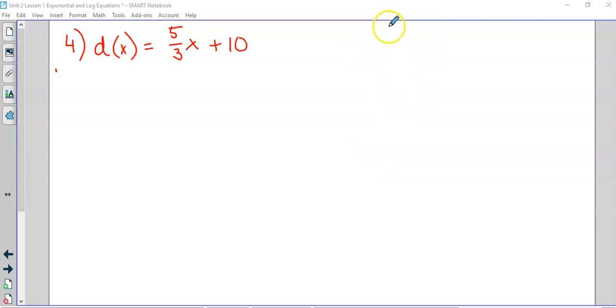Hello, Math 3 students. I'm working a few problems from the classwork 151 on exponentials and logarithms being inverses of each other.